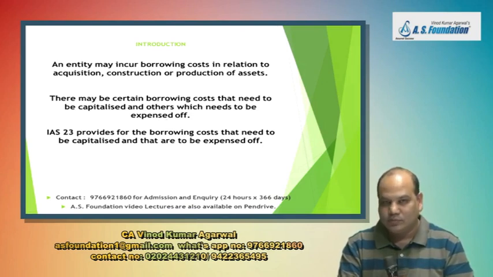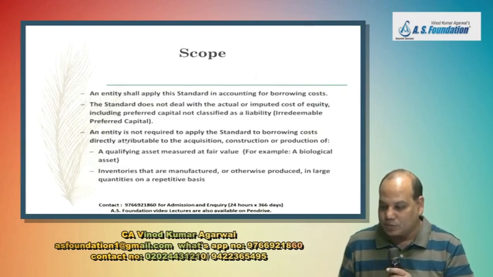So after understanding this chapter, you will be able to identify which borrowing cost and how much borrowing cost to be capitalized and how much borrowing cost to be expensed, so that this will give a fair presentation of your SOPL and statement of financial position, SOFP. IAS 23 provides for the borrowing cost that needs to be capitalized and that needs to be expensed off. So first you come to the scope paragraph.